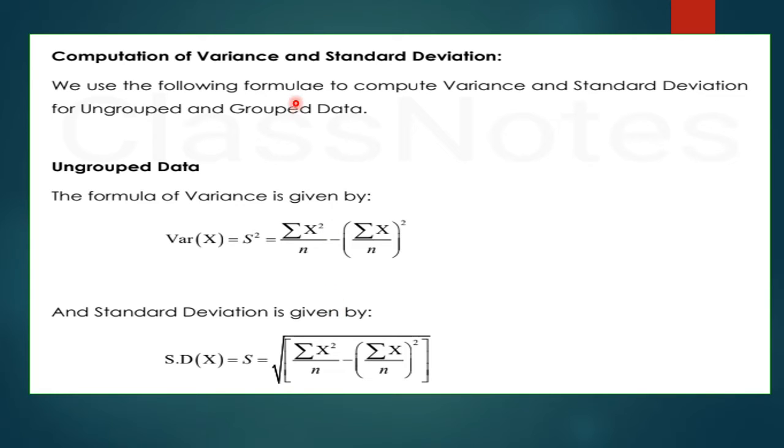Now computation of variance and standard deviation. We use the following formulas to compute variance and standard deviation for ungrouped and grouped data. First, the ungrouped data. The formula for variance is given below: s square is equal to summation x square divided by n minus summation x divided by n whole square. For standard deviation we take the square root. After the square root it is the standard deviation.